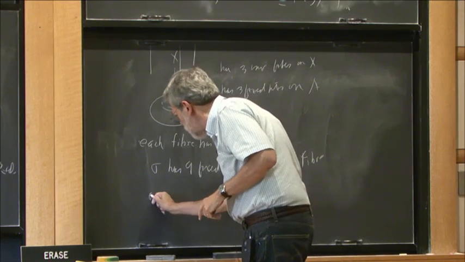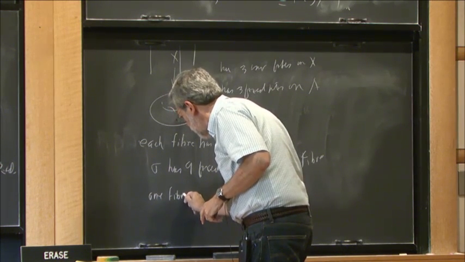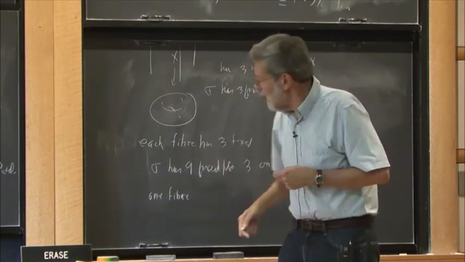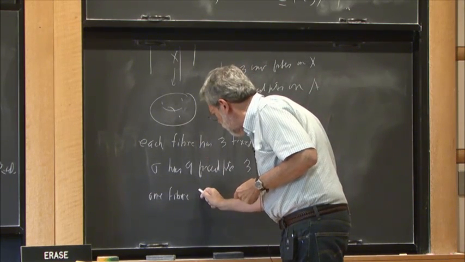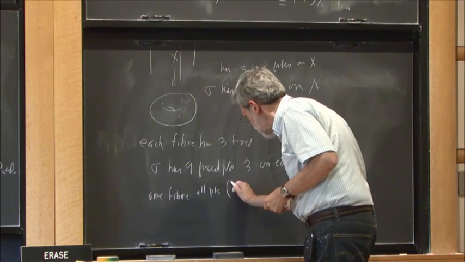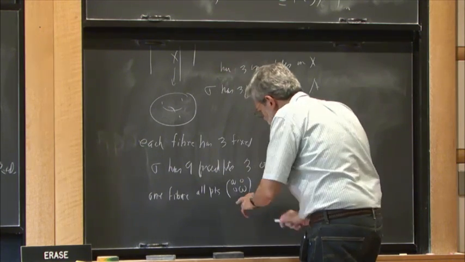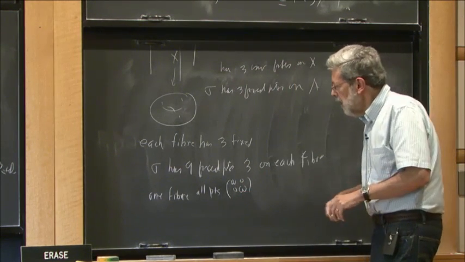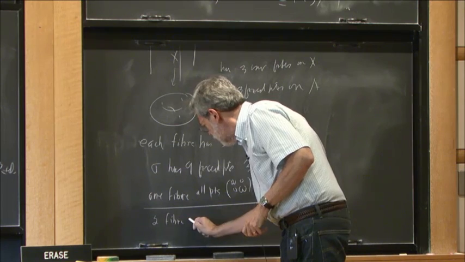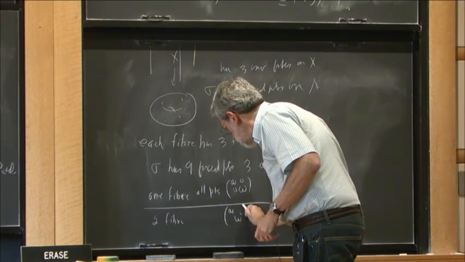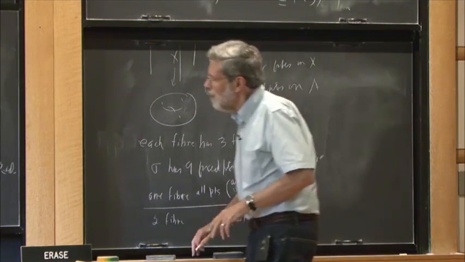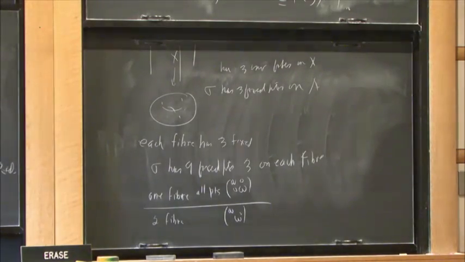So if I look at the differential at a fixed point, it can be either of two types. One fiber has all fixed points of the type, let's say, a diagonal matrix, so the differential at the fixed point is a diagonal matrix. One fiber has all like this, and the other remaining two fibers are of this type. We can see where they lie in this picture.